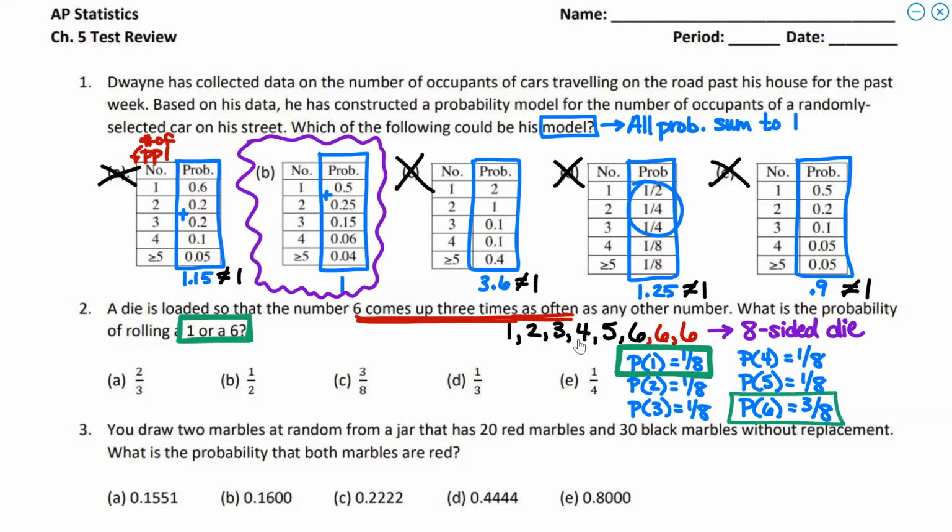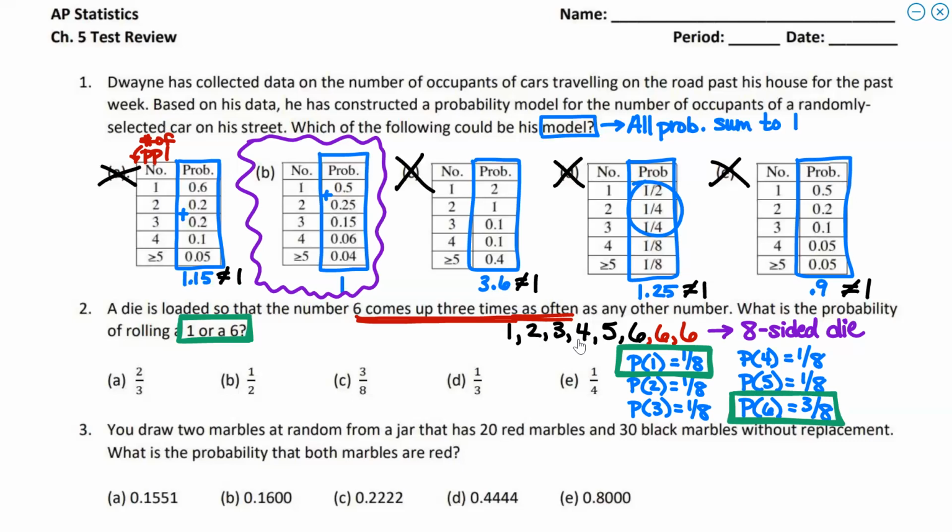And this guy right here. Are these mutually exclusive events? Yes. There is no way I can roll a 1 and a 6 at the same time. Mutually exclusive means there's no way that both can occur at the same time. You guys would agree with that?